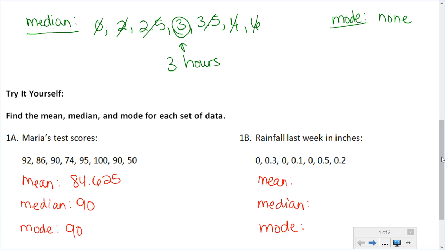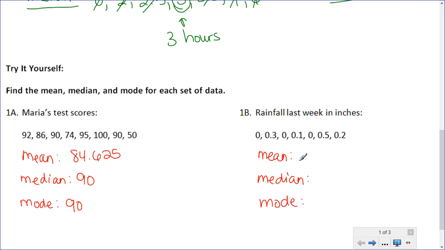For the rainfall last week in inches, the mean rainfall was 0.16, the median was 0.1, and the mode is 0.